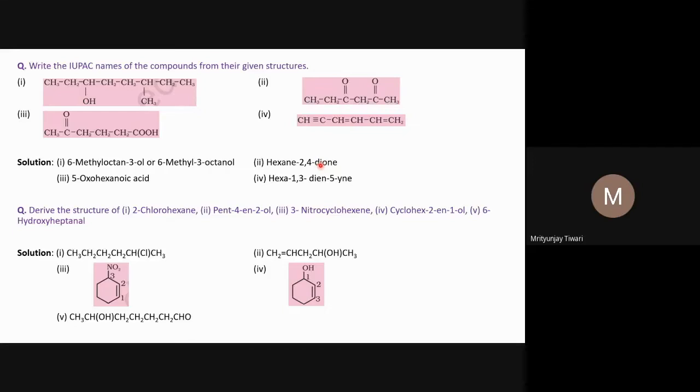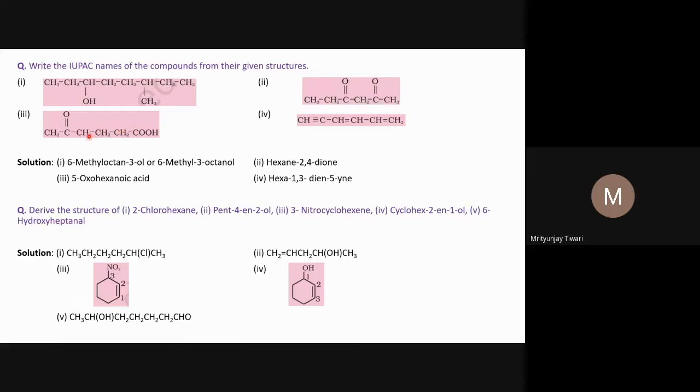So because of the D in "di", the E is retained in this case. Now this structure: again we'll give preference to the functional groups, because two different functional groups are here. In this case, one is ketone and one is carboxylic acid. The carboxylic acid will be given preference, and so numbering will start from the carbon of the carboxylic acid group.